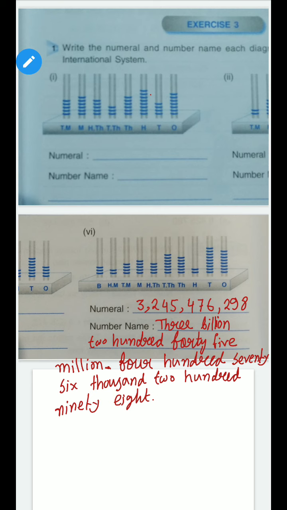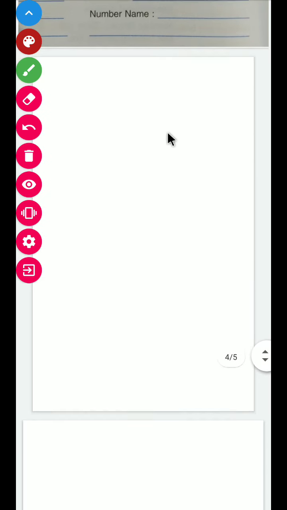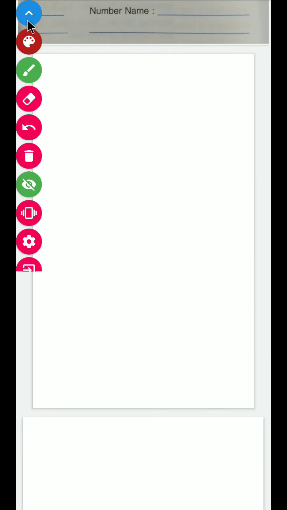So let's see question number 2. In question number 2 it is given, write each of the following numbers in the international system and write their number name. So question number 2 B is given here: 3 5 2 1 3 4 5. So you have to write the number name in the international system.